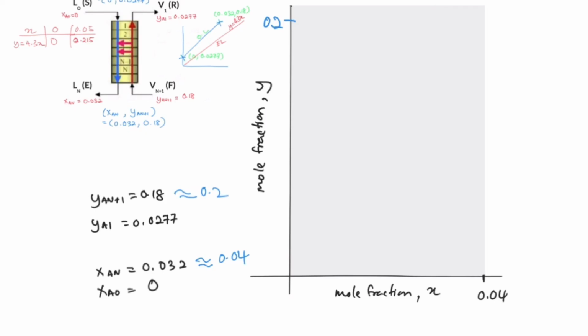The first line comes from the coordinates that you have at the bottom part of the column. The second coordinates come from the top of the column. And for the equilibrium curve, you're going to use the equation of the straight line given, which is y equals 4.3 multiplied by x. Then you substitute your x in order to find the value for y.